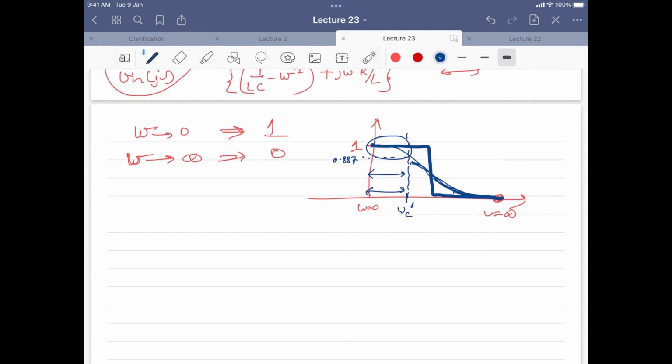Okay, any questions here? Okay, so if there are no questions, we can move to another circuit. So let me draw this circuit here. V in, just the placements of resistance and inductance, and you are getting different types of filters.